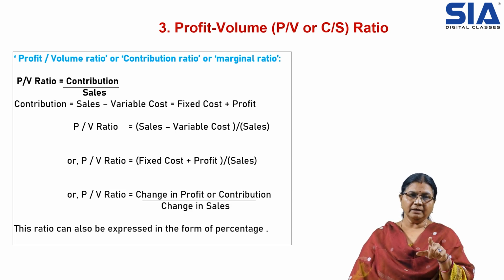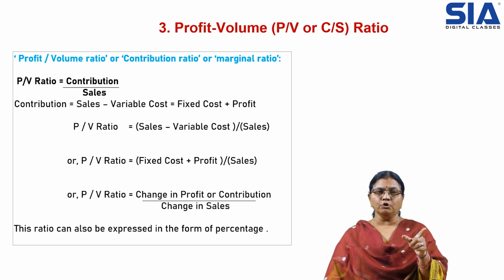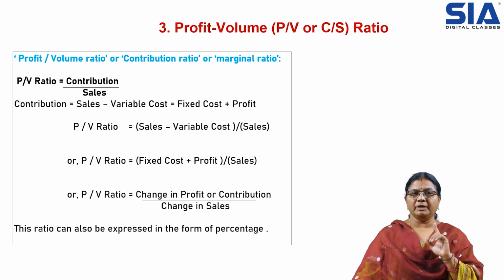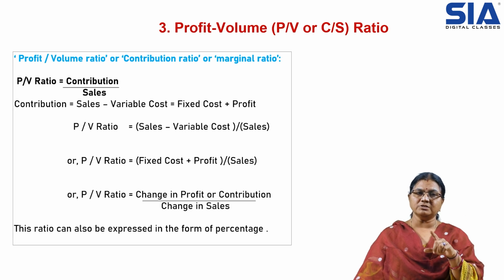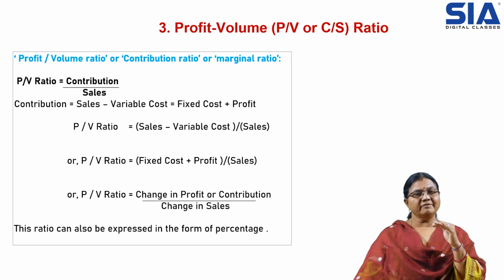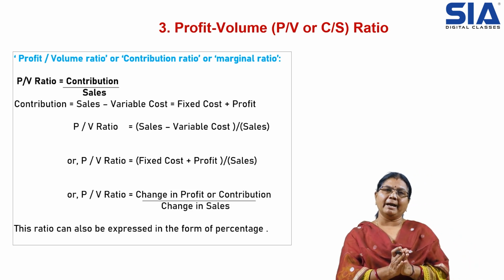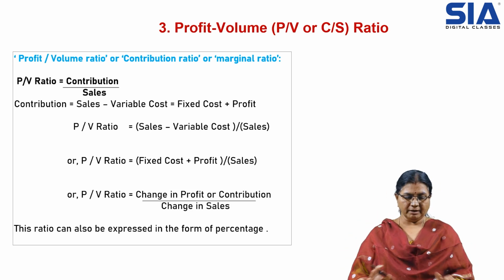That again can be used depending on the given data, fixed cost plus profit also. So in the place of sales minus variable cost, we can use fixed cost plus profit. Or in the given data, it may be given as the change in the profit. Okay, change in the profit divided by change in the sales. So whatever the data is given, accordingly we have to connect the formula.